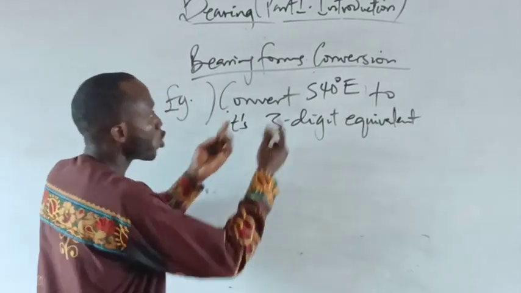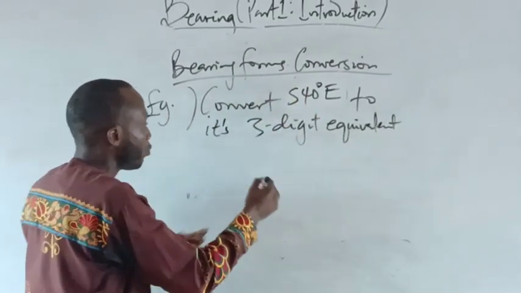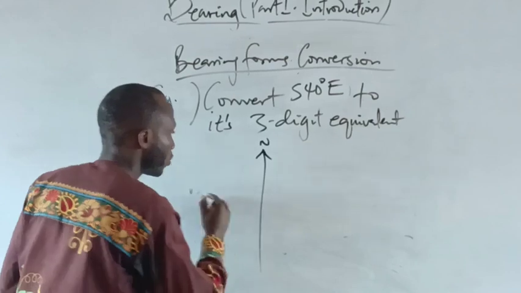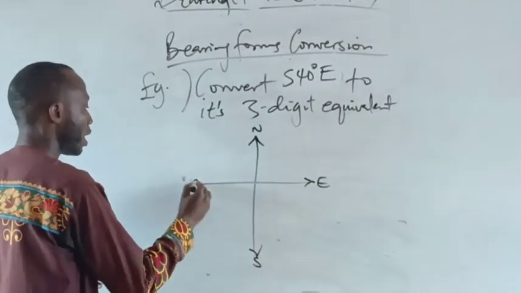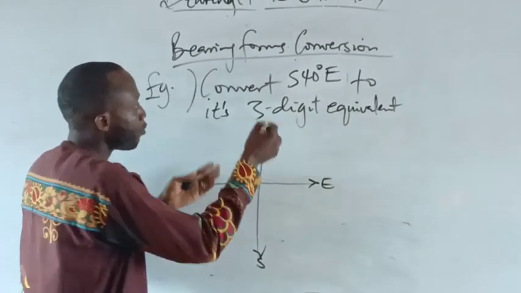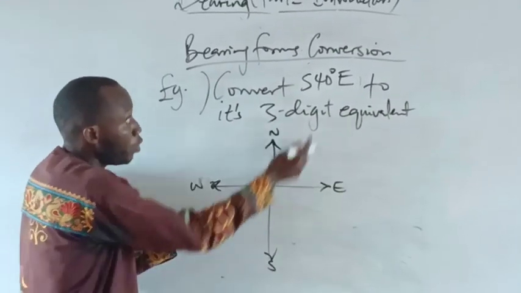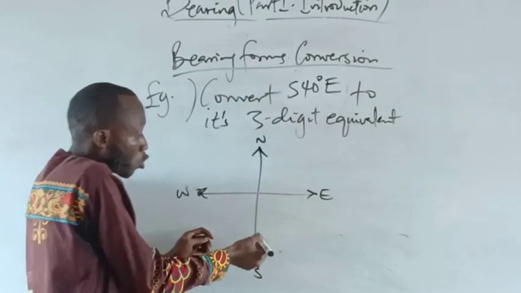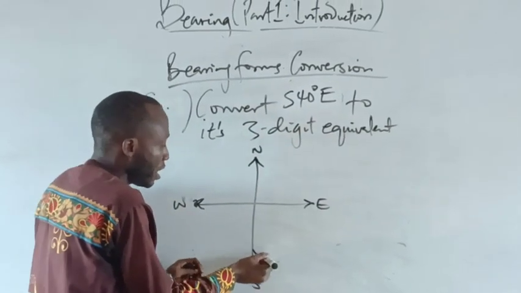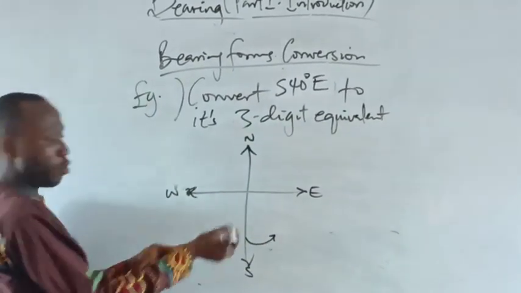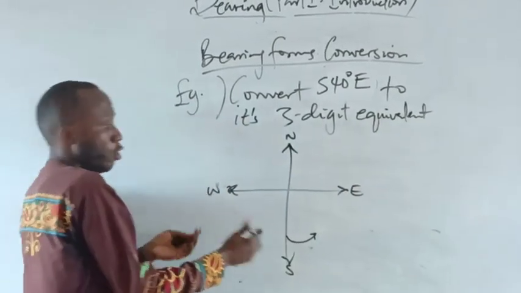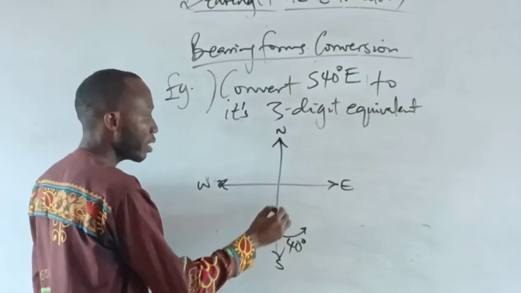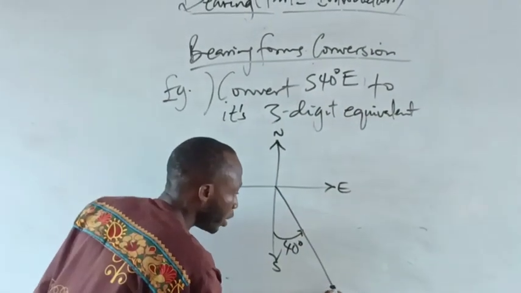Okay, let's go. So we are converting this to the 3-digit form. First of all, north. You draw 4 cardinal points. South. And this is west. Okay, let's go. So 40 degrees from the south. Look at it, south, 40 degrees east. That means coming from the south, heading to the east. Coming from the south, heading to east, not west. So here is 40 degrees. Then you draw your line to show your point.